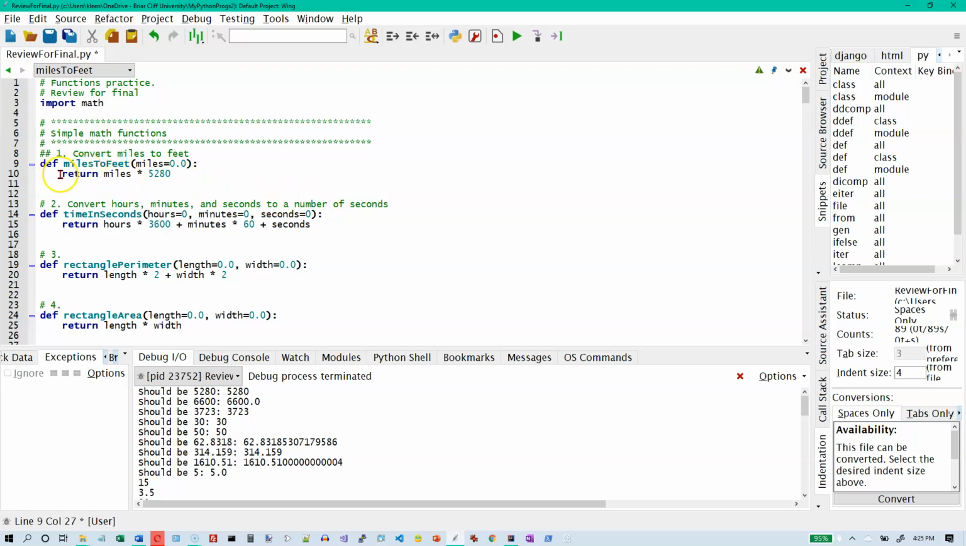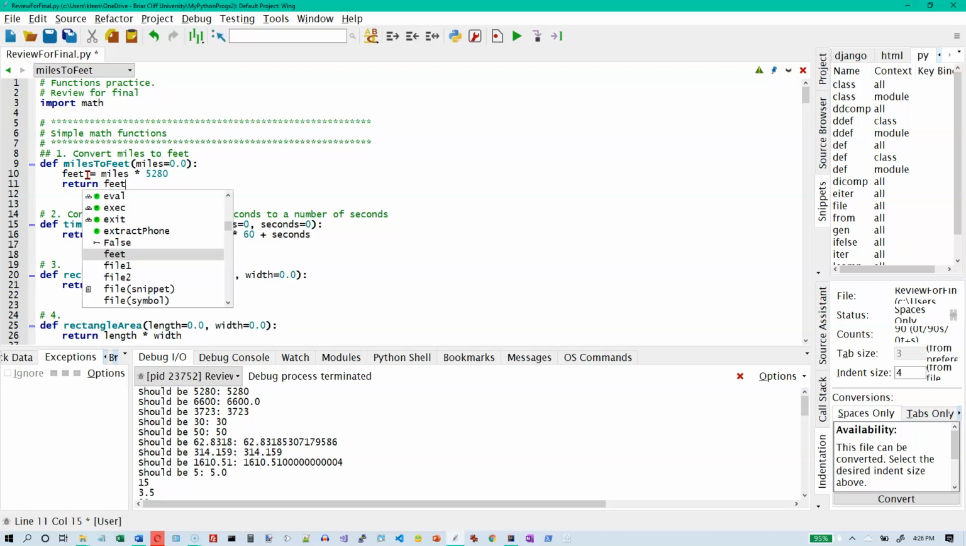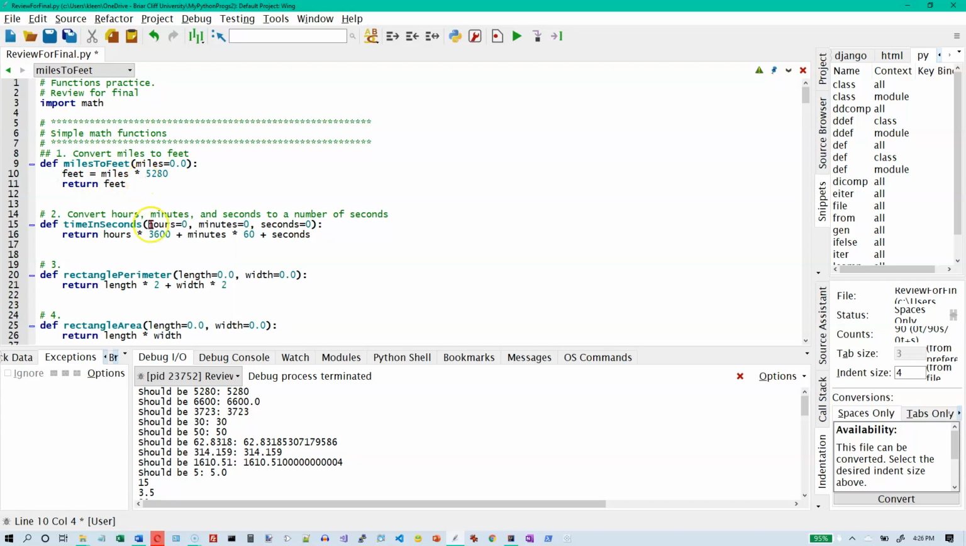Another thing, we could have put in another line where you do feet equals miles times 5,280, and then down here you just return feet. It's fine. It just requires an extra variable and one extra step. I just assume cut out the middleman here and just put a return statement up here and be done with it.